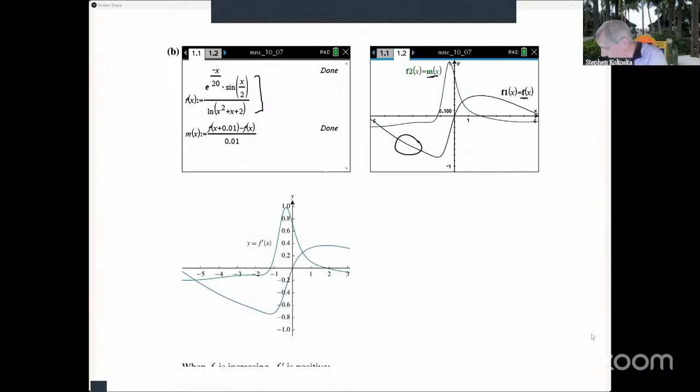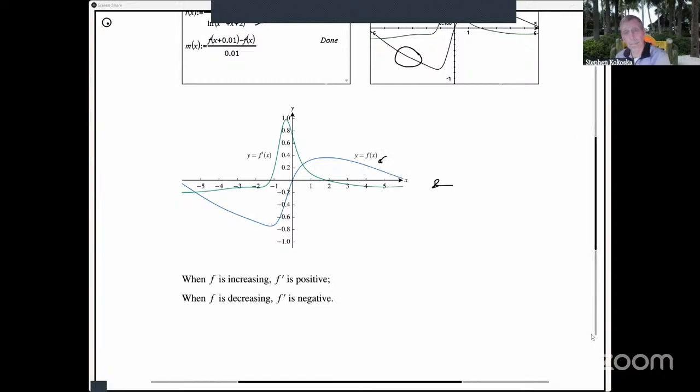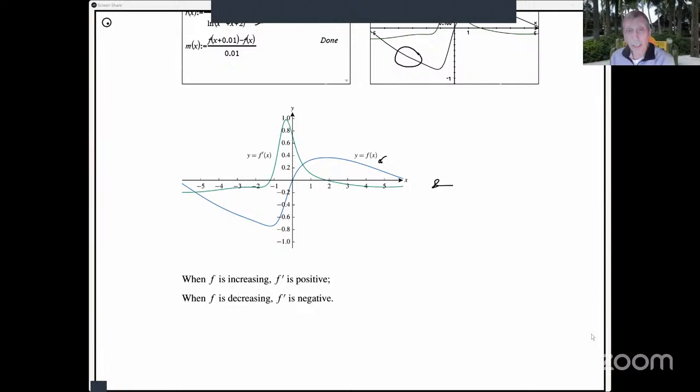What do I hope my students notice at this point in the class? Well, it sure seems like when the function f is increasing, the difference quotient function or the derivative is positive. And when it's decreasing, the approximation to the derivative is negative. That's a great way to lead into chapters 2 and 3 and beyond. And what does f prime tell you about the graph of f?